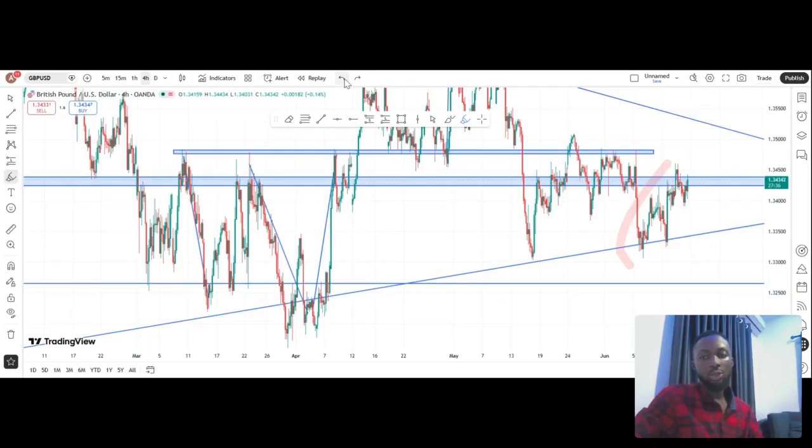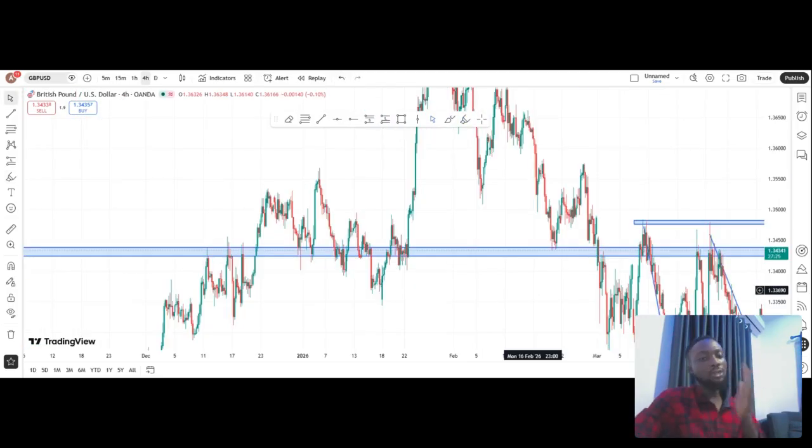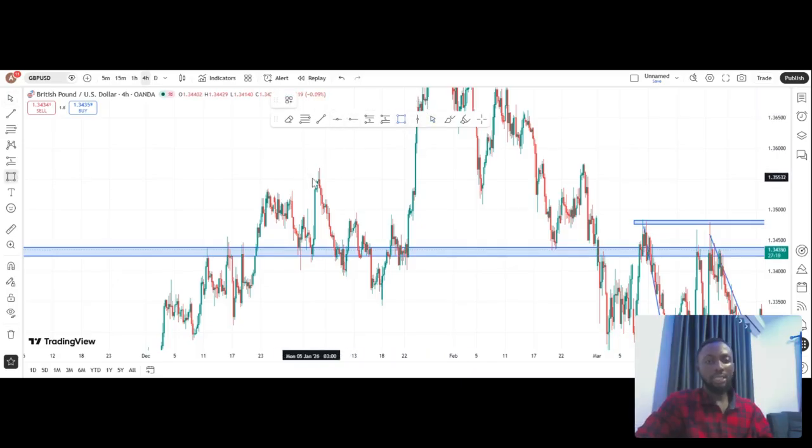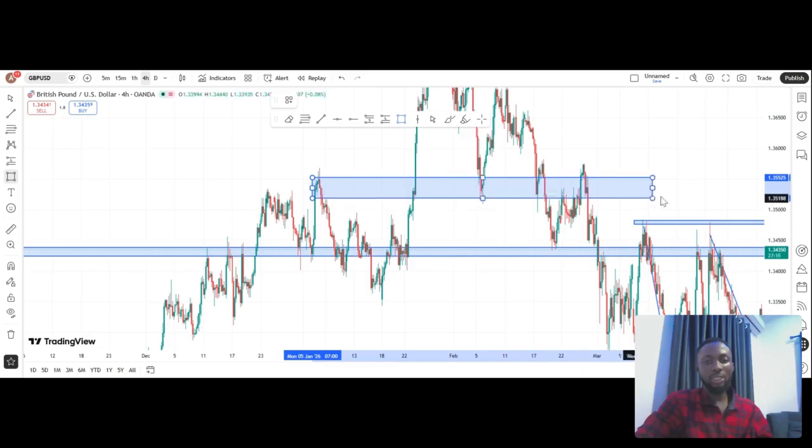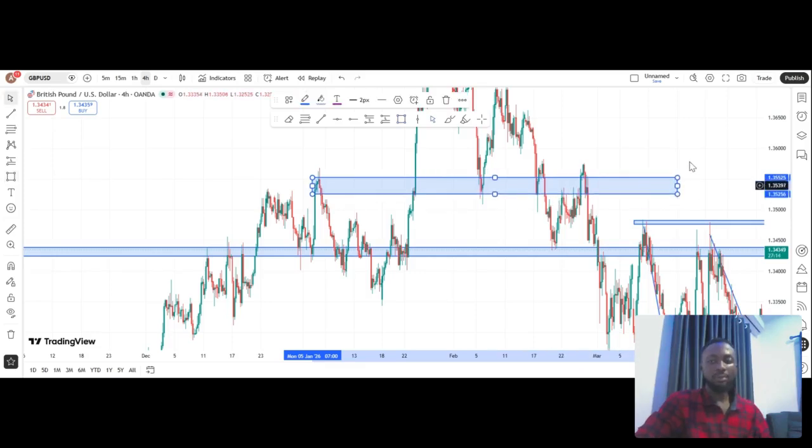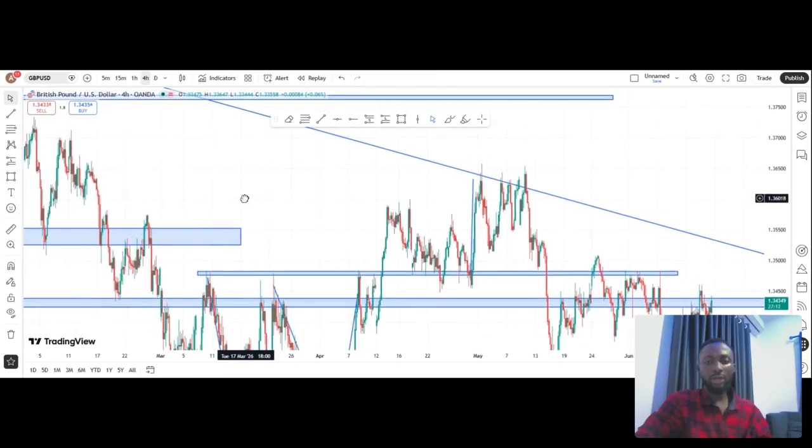If you go far back in price, you can see levels everywhere in the market. What do I mean by levels? Levels actually means where price has respected in the past. If you look at here, price has respected this zone in the past before. That is a level. Let's look for another level again.